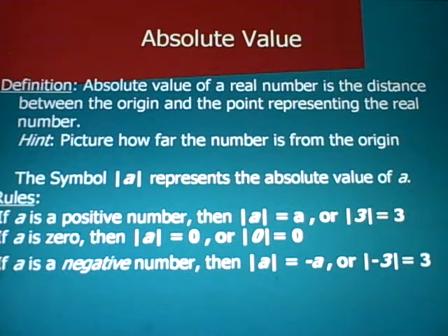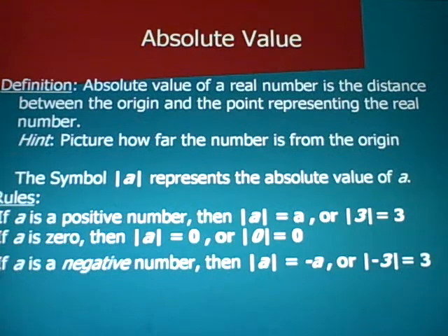And now for some symbols that we use in math. The symbol A with the bars around it represents the absolute value of A. So three rules at the bottom here. If A is a positive number, the absolute value of A equals A, or the absolute value of 3 is 3. So if it's a positive number, it stays the same. If A is 0, its absolute value is 0.